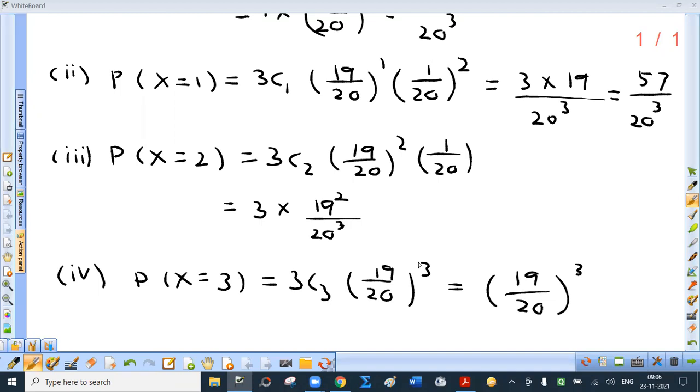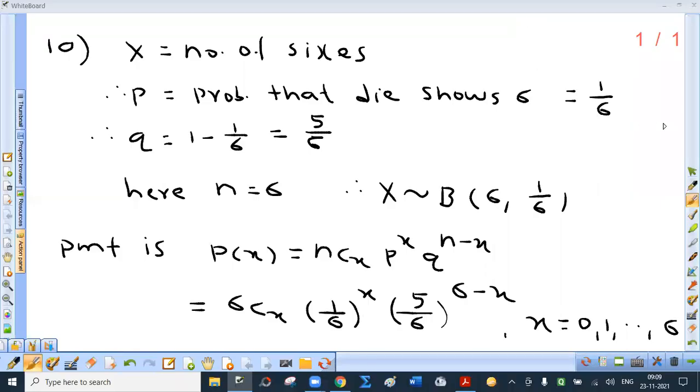Find the probability of throwing at the most 2 sixes in 6 throws of a single die. So what is X here? Number of sixes. What is P? Probability that die shows 6 in a single throw. So it is 1 upon 6. So what is Q? 5 by 6. Now number of throws is N equal to 6. So X follows binomial distribution with which parameters? 6 and 1 by 6.